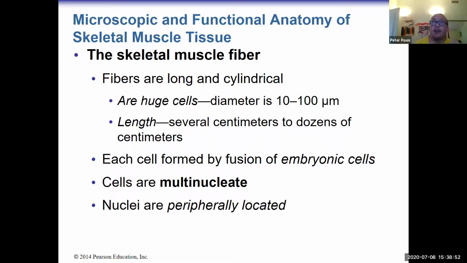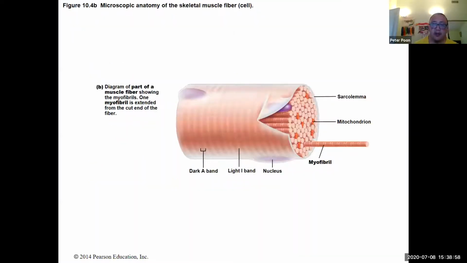So let's go over the skeletal muscle fiber. Skeletal muscle fibers are long and cylindrical, so they look like this. The muscle fiber is made out of these things right here. These are called myofibrils.